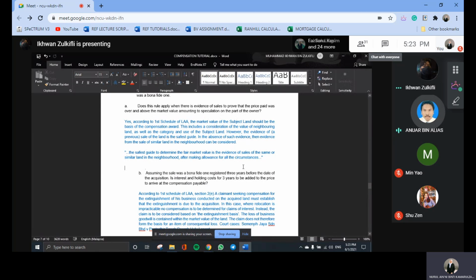Okay, the others, try to give your input. I assume this one is malafide already. Because under the Ee Boon Yan principle, you can apply it only if the transaction is bona fide.